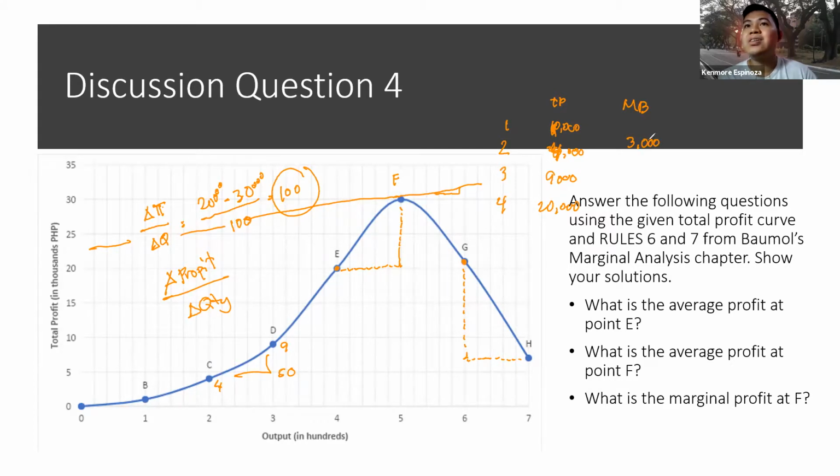Or something like that. 30. Okay, this is hundreds pala. It's 30 and this is 50. And this is... okay, nagets niyo yung point? So it's difficult to really compute for marginals if you are not given the correct data, or if you have missing data. Graphically, this should be equal to 0. Okay, but just based on the givens, the 100 can be accepted.